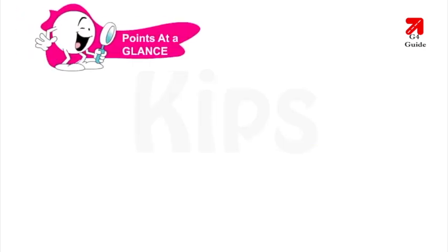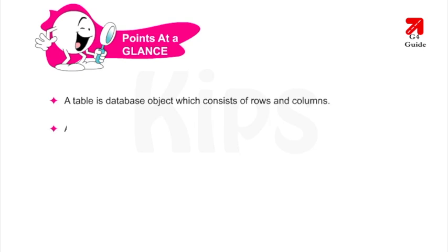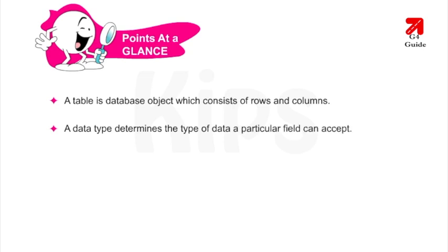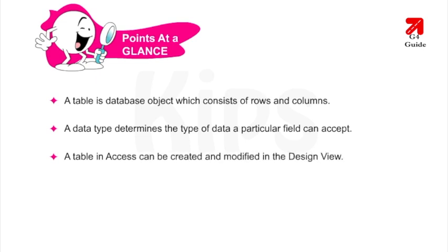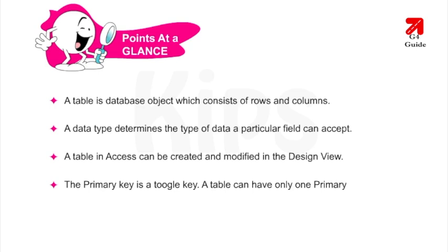Let us quickly glance through the key points discussed in this chapter. A table is a database object which consists of rows and columns. A data type determines the type of data a particular field can accept. A table in Access can be created and modified in the design view. The primary key is a toggle key. A table can have only one primary key.